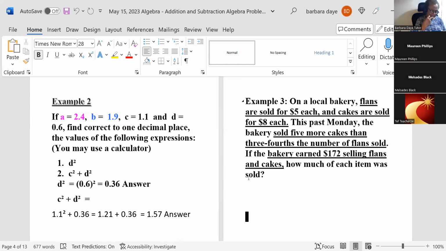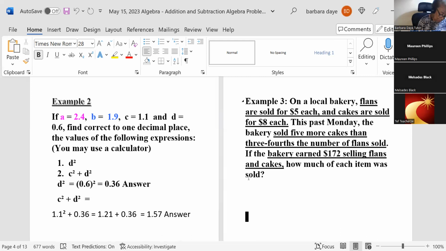How many fourths do you have? 8/4. No, flans is 4/4. That'd be 7. Wouldn't that be 7/4? How do we get 7/4? 4/4 is 4/4. Is that 3/4? Yeah, but 3/4 added to 4/4 is 7/4, isn't it? But you've got to use the $5. You've got to use the $5 for the flans and the $8 for the cake.